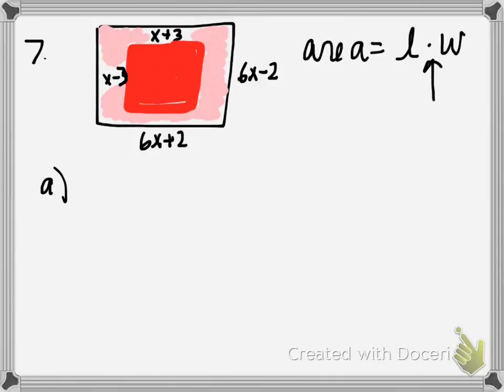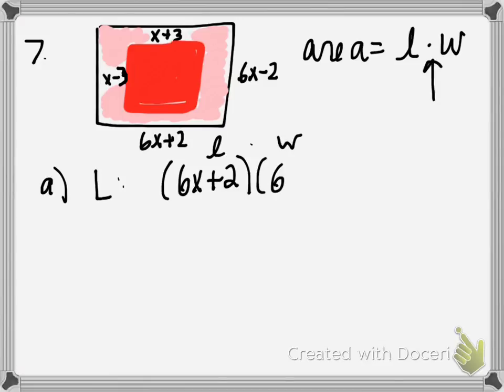So, larger rectangle. So I'm going to put an L to represent the larger rectangle. So 6x plus 2, I'm going to say is the length. So I'm doing length times the width. The width would be 6x minus 2. And right now it's in factored form, it says to write in expanded form. So we're going to have to apply the distributive property here to expand this.